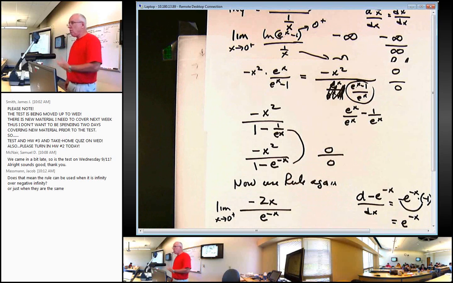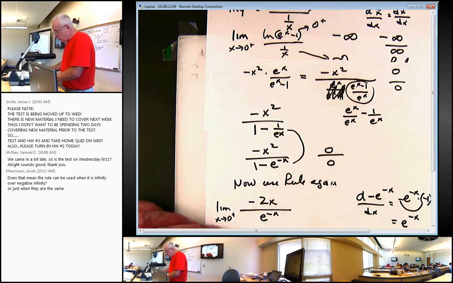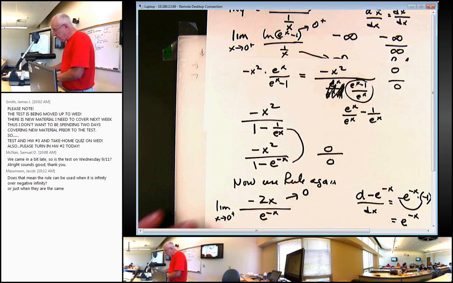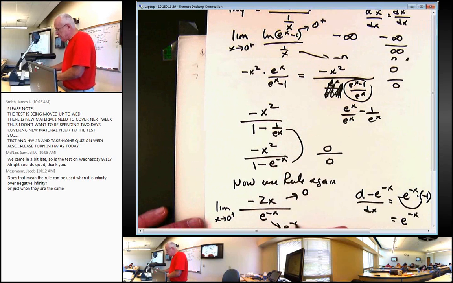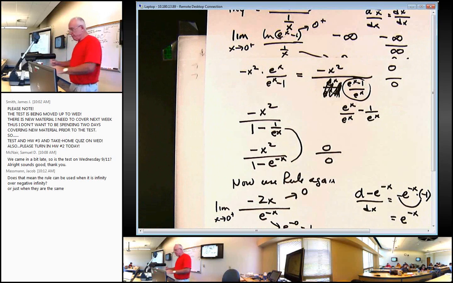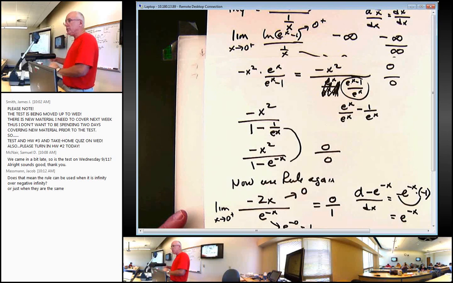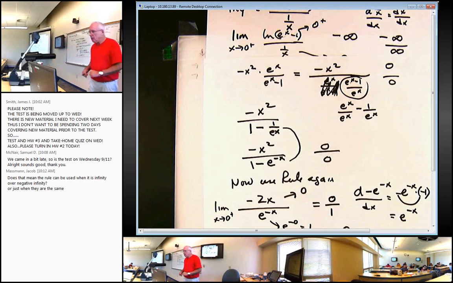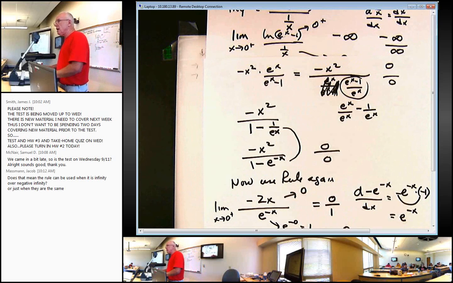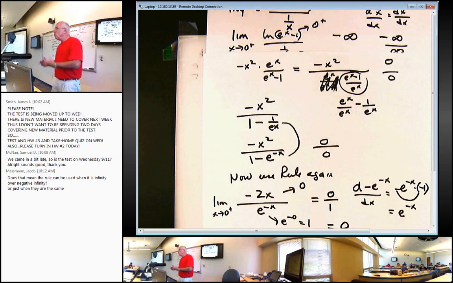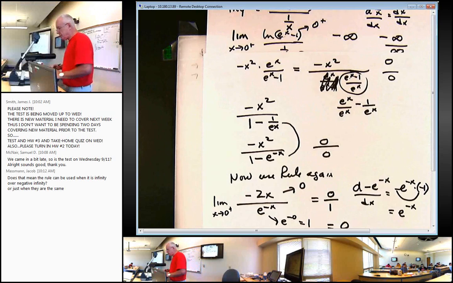All right, now let's see what happens when we plug in 0. Well, minus 2 times 0, that's going to be a 0. But down here, e to the minus 0, I'm going to get a nice 1 in my denominator. So this limit is 0 divided by 1, which of course is 0. This was a mess, I grant you. This was a lot of manipulation to get to doable derivatives. There's a lot of algebra involved here.